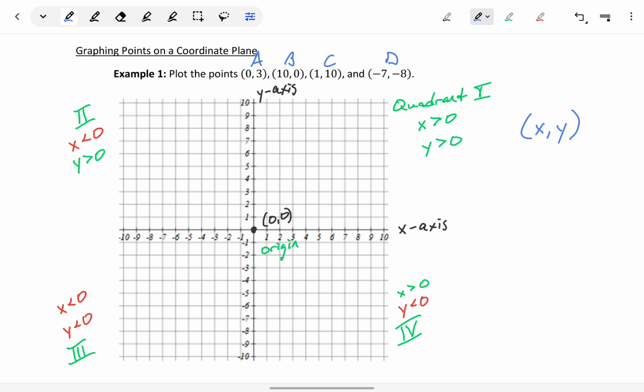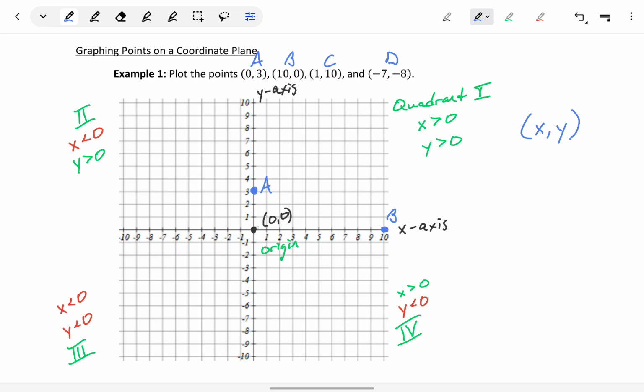So to plot 0, 3, we would start at the origin and move 0 units in the x direction and then up 3 units in the y direction to find our point A. To find point B, we would start at the origin and move 10 units to the right and 0 units up or down to find our point B.